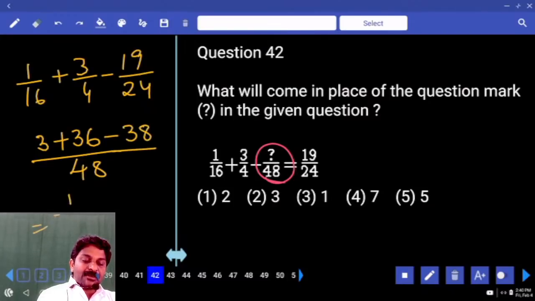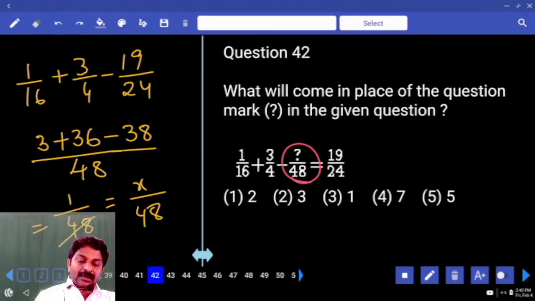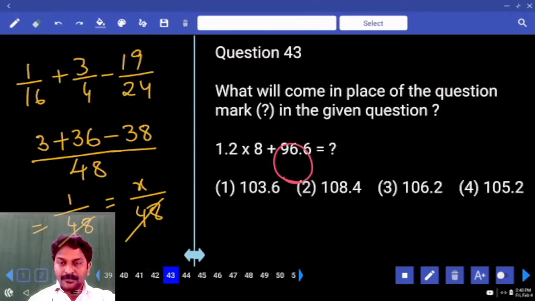So how much is this number? 1 by 48. That must be equal to x by 48, right? Then x is equal to 1.